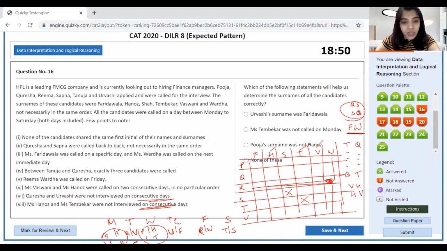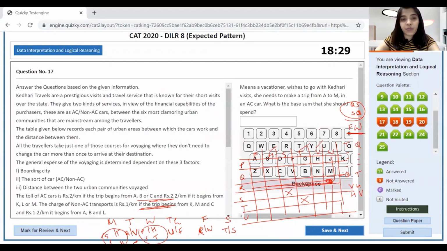Monday, which means Tembekar was here, Hanoz was here. We still don't know about the surnames. They're asking for the surnames, determine the surnames of all candidates. So if they say Pooja's surname was not Hanoz, so Pooja was what? Tembekar, Sapna is Hanoz, and now we know the surnames of everybody. So this is the correct one.